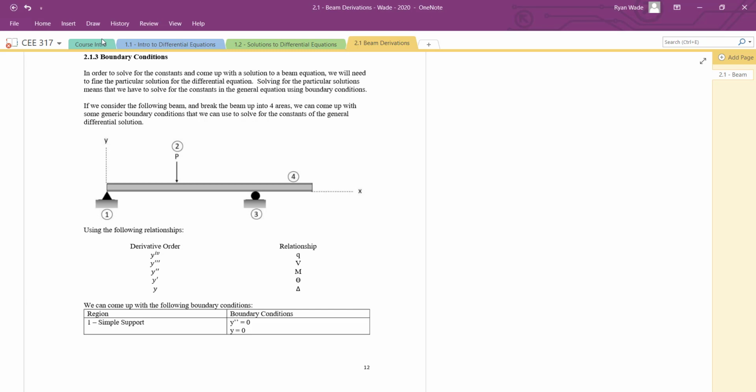I'm going to go through the boundary conditions, and I'm going to go through an example of how we actually come up with this and show you kind of the process. So last video was the proof, this video is the process.